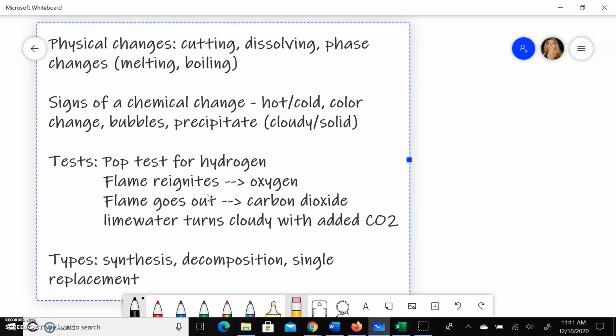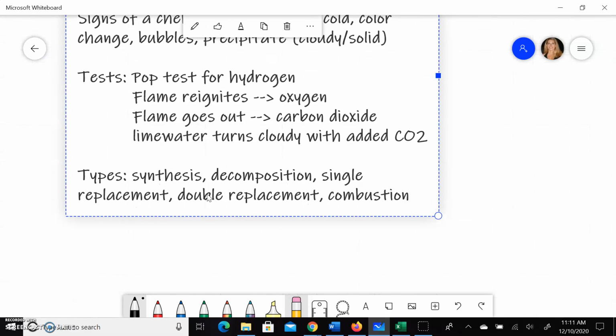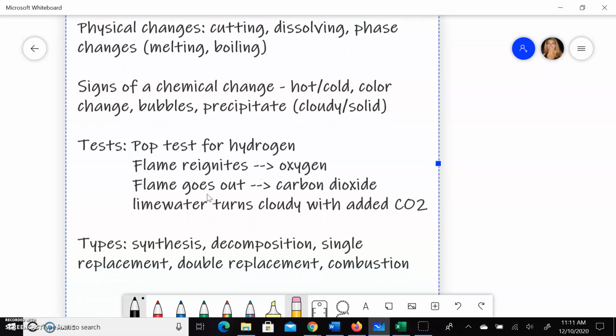We talked about single replacement reactions, double replacement, and then combustion is like a flame. So this is the one that requires oxygen. It's a very specific type of reaction where you have a carbon and hydrogen compound that mixes with oxygen to form carbon dioxide and water.